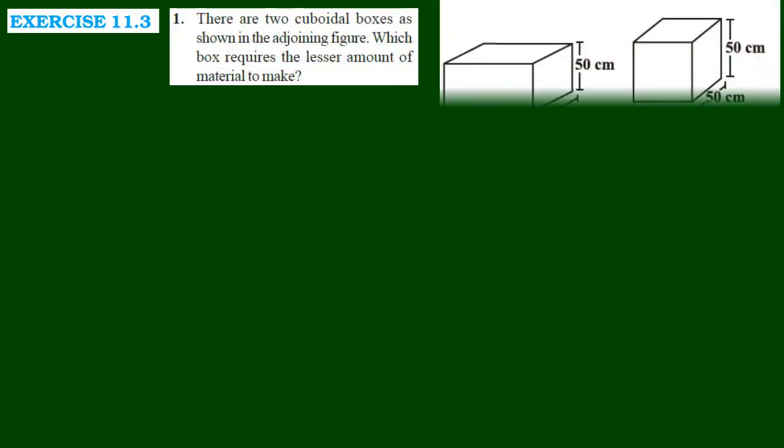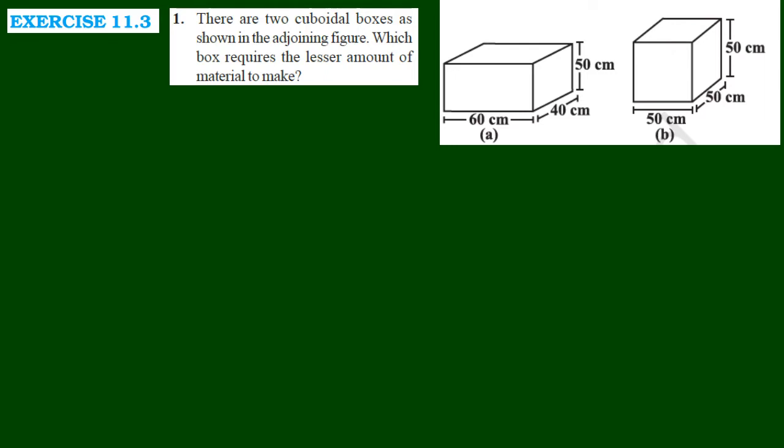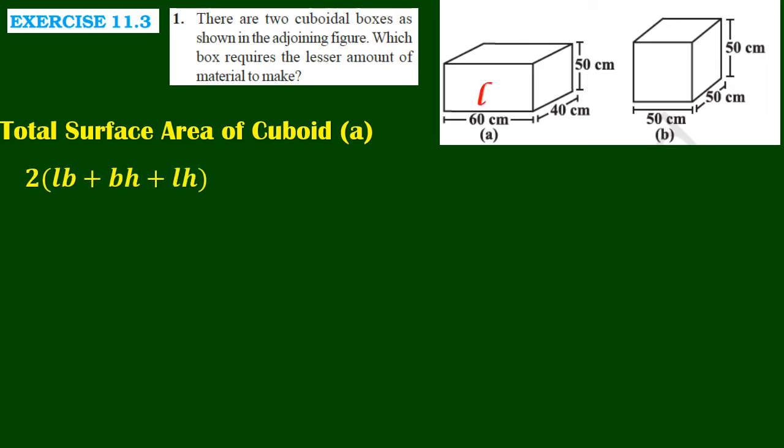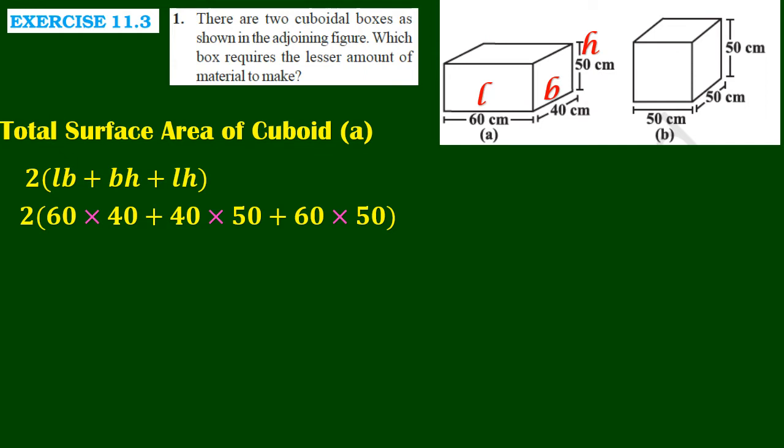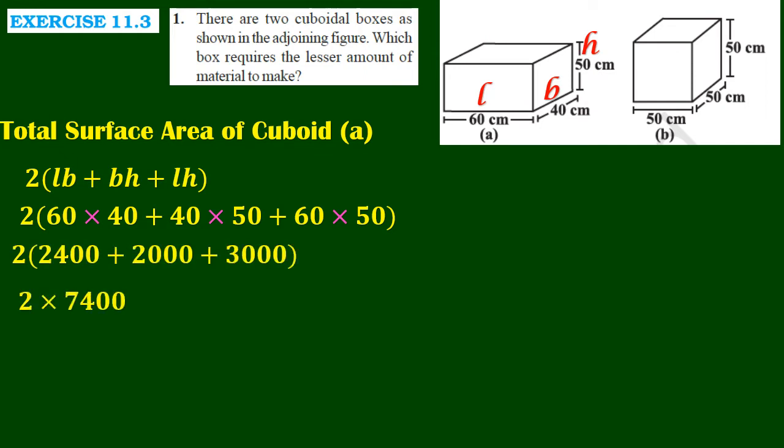Question number 1. There are two cuboidal boxes as shown in the adjoining figure. Which box requires the lesser amount of material to make? So we need to find the surface area of both. So TSA of cuboid, the dimensions are given here. So just apply the formula and we have to find the TSA of figure A. And that is, yes, 14,800 centimeters square.